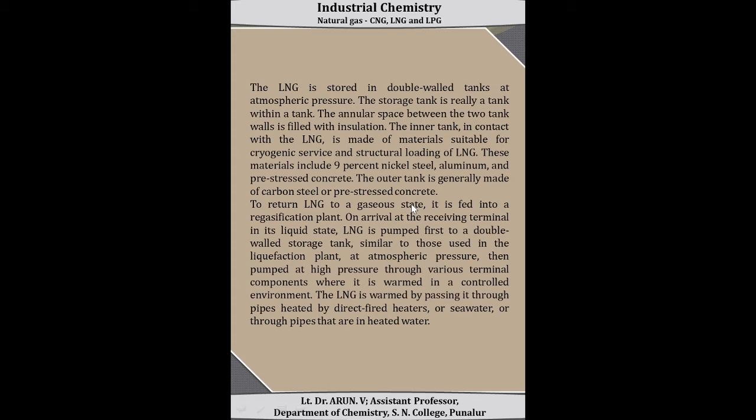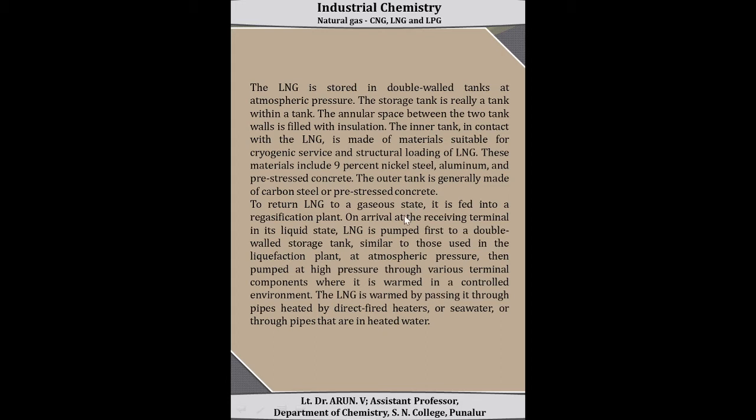The inner tank, which is in contact with the LNG, is made up of materials suitable for cryogenic service and structural loading of LNG. These materials include 9% nickel steel, aluminum, and pre-stressed concrete. The outer tank is generally made up of carbon steel or pre-stressed concrete.